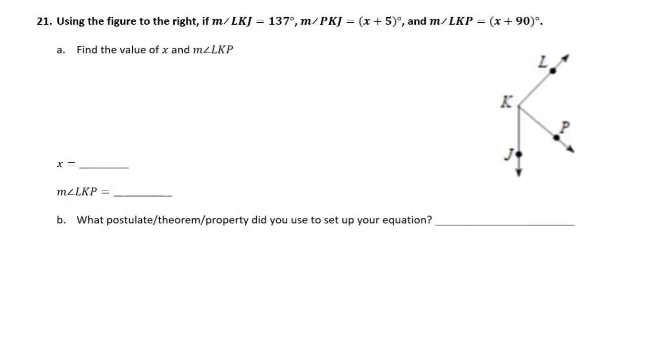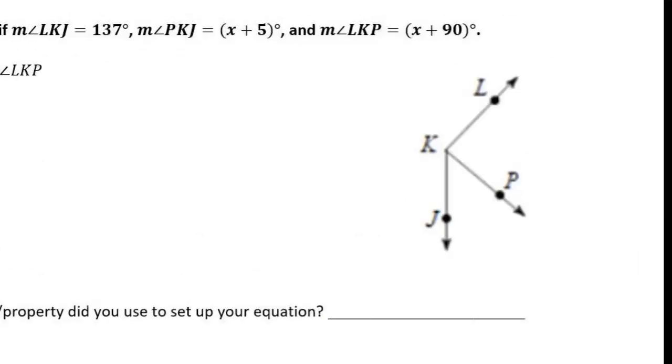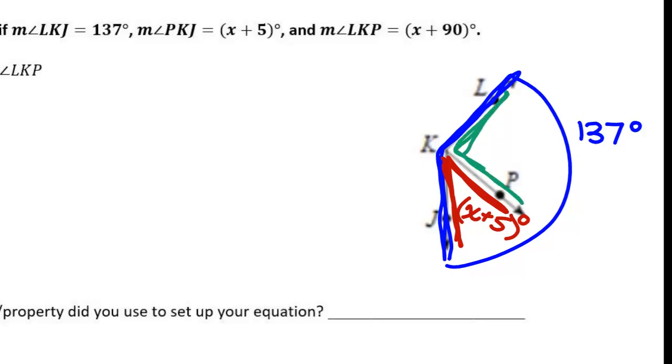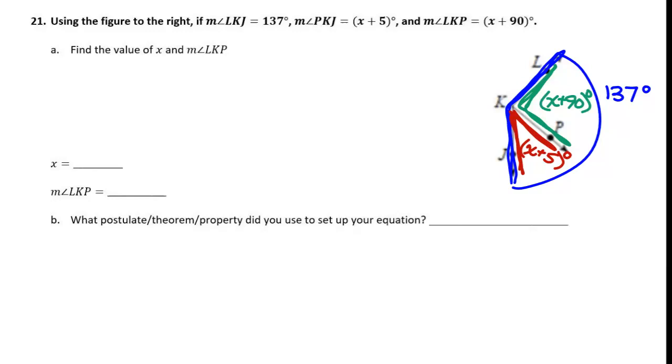Using the figure to the right, if the measurement of angle LKJ, this guy right here, so the whole big angle, is 137 degrees, PKJ, this little guy down here, is x plus 5 degrees, and LKP, this one over here, is x plus 90 degrees. We're supposed to find x, and we're supposed to find LKP.